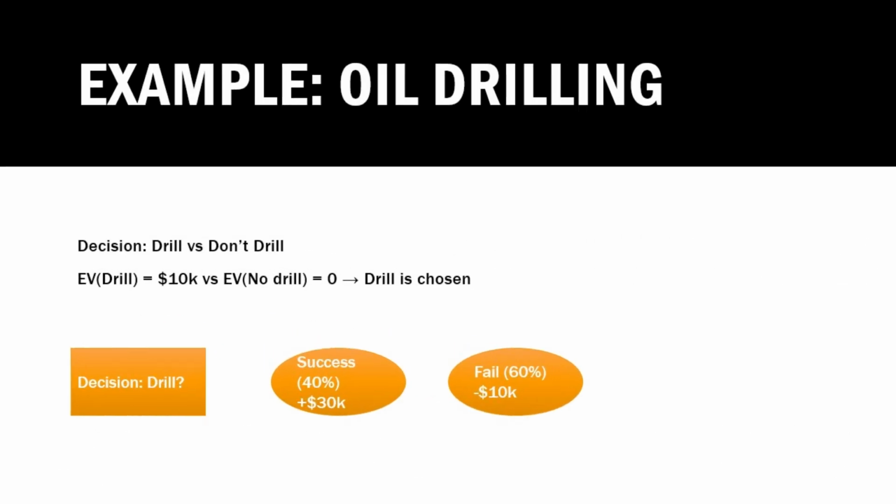Consider the oil drilling example. If the company drills, there is a 40% chance of success with $30,000 profit and a 60% chance of failure with a $10,000 loss. The expected value works out to $10,000, which is higher than the expected value of doing nothing, which is 0. The rational choice is to drill.